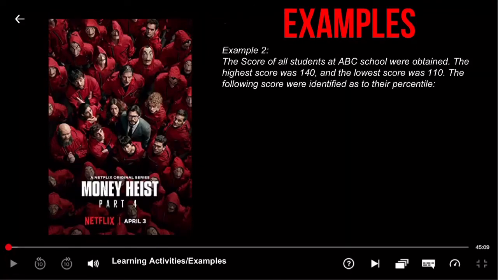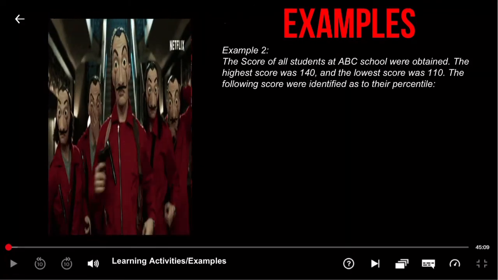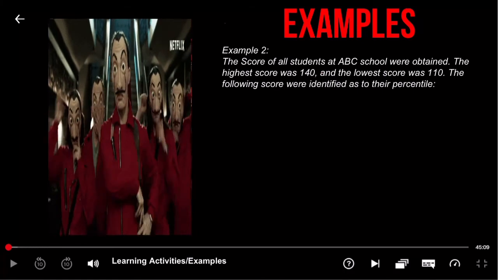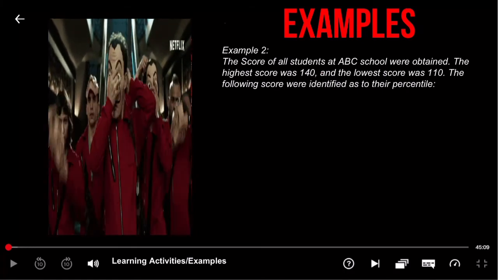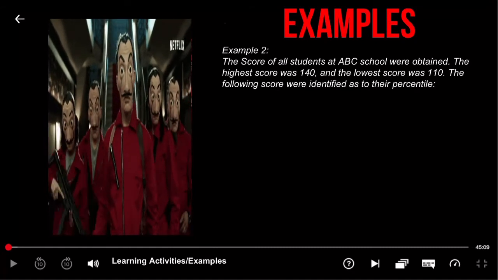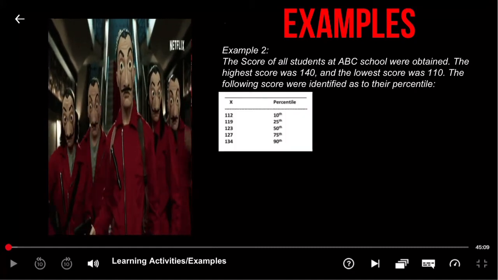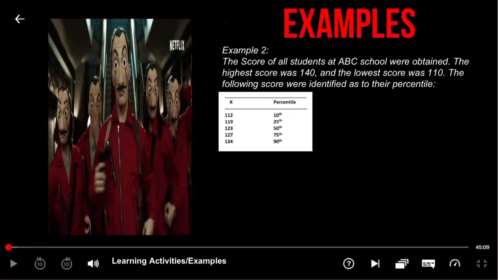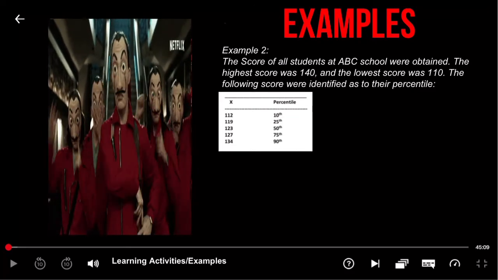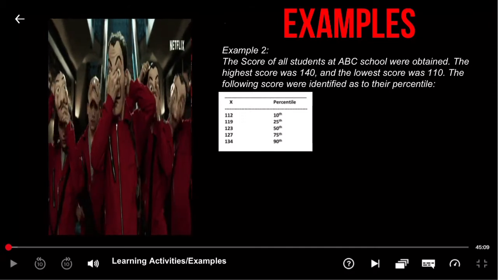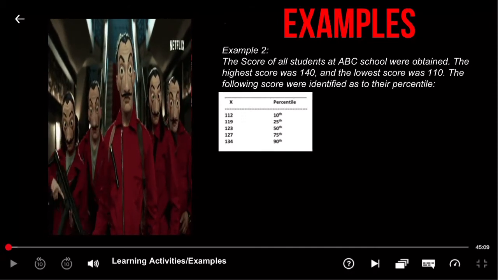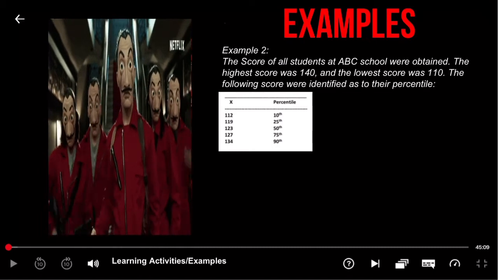Example number 2. The scores of all students at ABC school were obtained. The highest score was 140, and the lowest score was 110. The following scores were identified as to their percentile: 112 as the 10th percentile, 119 as the 25th percentile, 123 as the 50th percentile, 127 as the 75th percentile, and 134 as the 90th percentile.